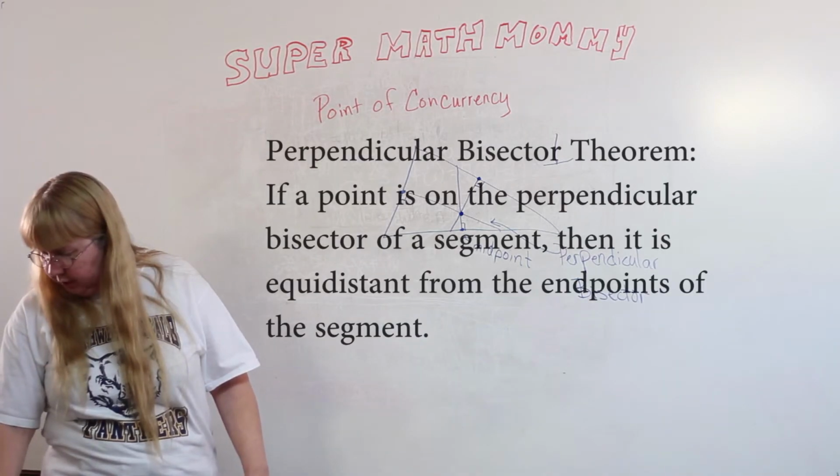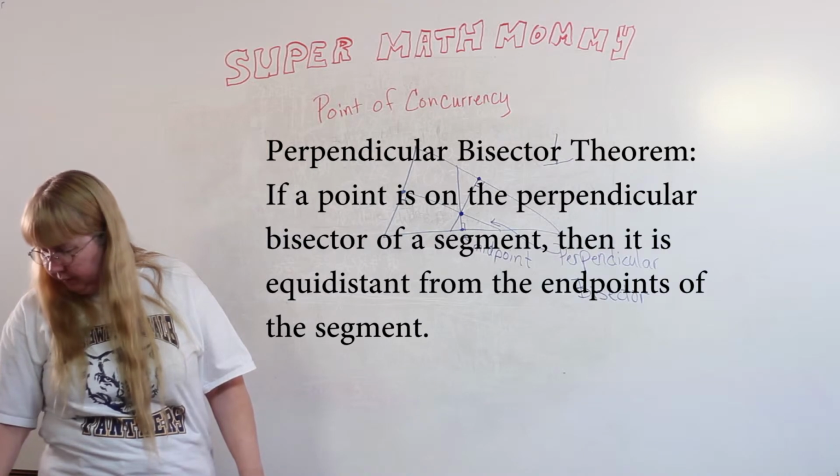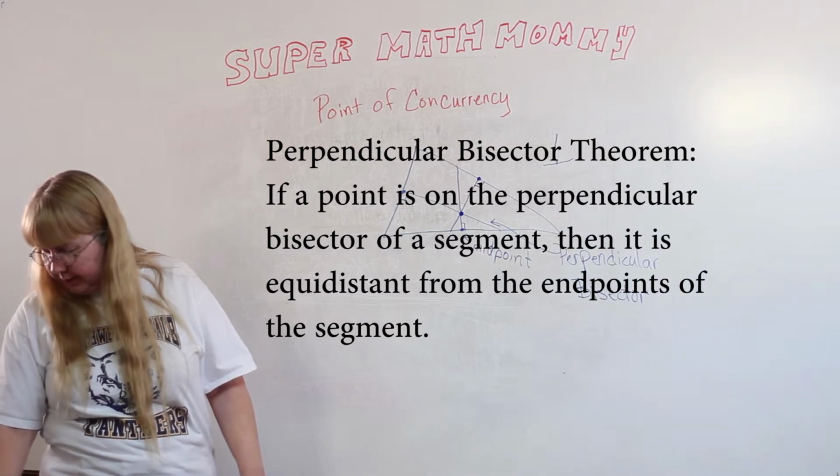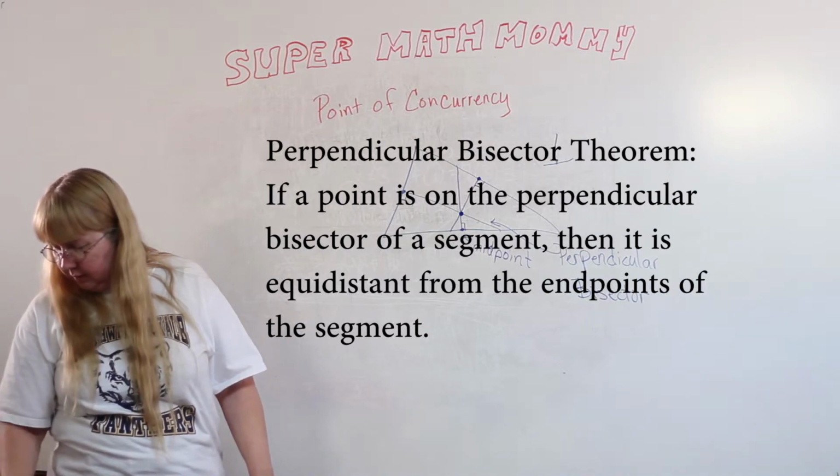We have the perpendicular bisector theorem, which says that if in a plane, a point is on the perpendicular bisector of a segment, then it is equidistant from the endpoints of the segment.